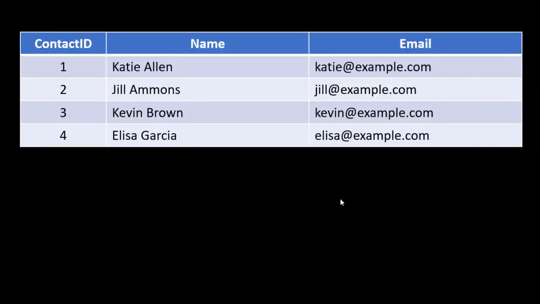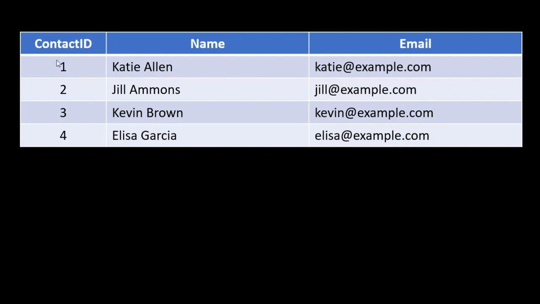Now, recall from reading in your textbook that a table is organized into rows and columns. It's sort of like a spreadsheet. Here you can see that each row contains a complete set of information about some item. And the rows are divided into columns, and the columns store the individual pieces of information. To illustrate this, you can see that this first row contains the information for Katie Allen. It's got her name and her email address.